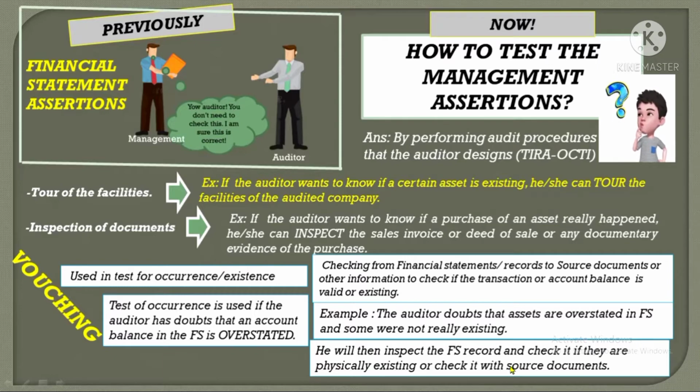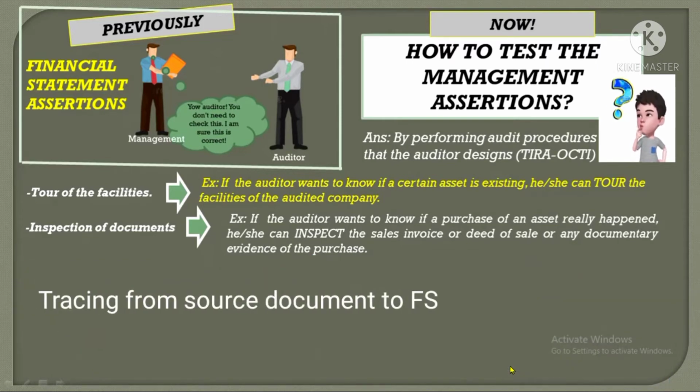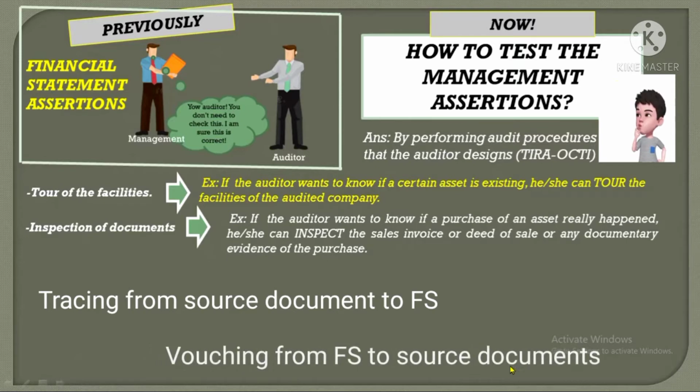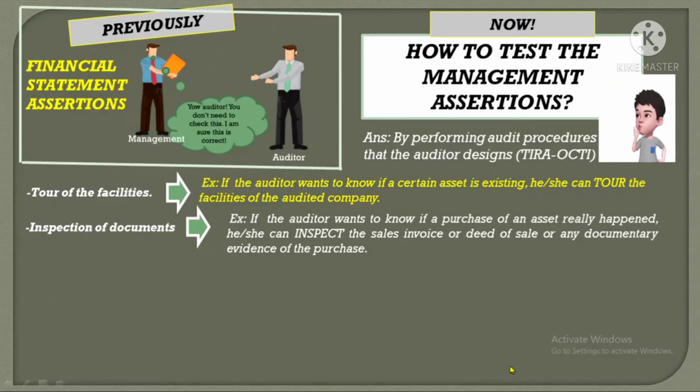So that's vouching. Again, in tracing, the direction is that you start from source documents or other information to financial statement records. But in vouching, it's reverse. You are going to start from financial statement records to source documents or other information. I hope that's clear.